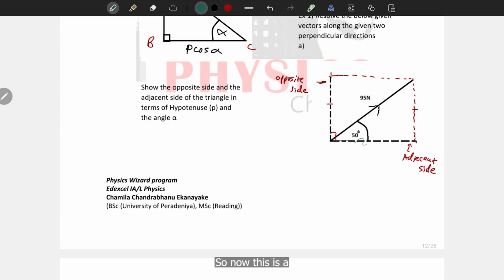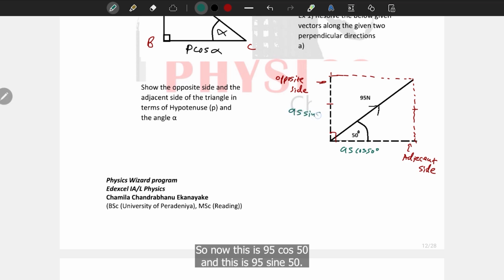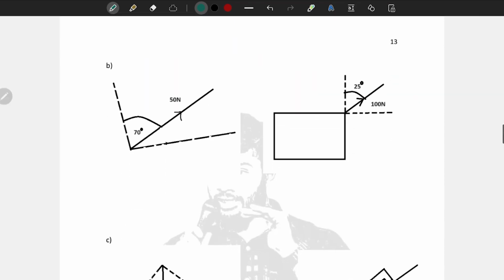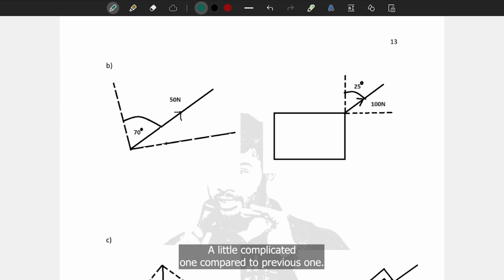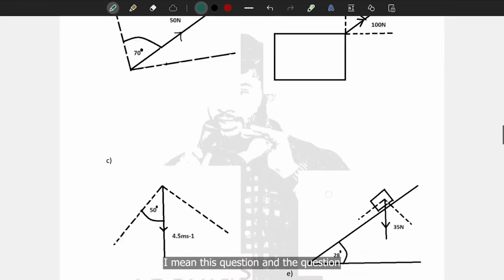So now this is 95 cos 50. The value doesn't matter, actually. It's not my major concern, but my ultimate objective is teaching how to get these components in terms of the vector and the angle. So now this is 95 cos 50 and this is 95 sin 50. Right. That is it. A little complicated one compared to the previous one. It's somewhat complicated, but not as much as the next questions.